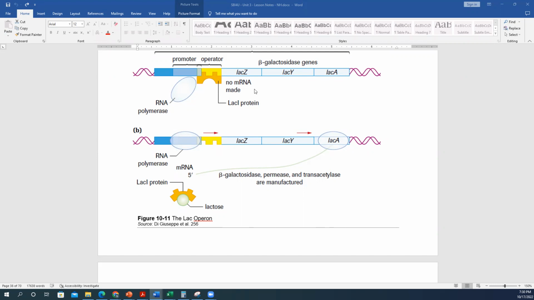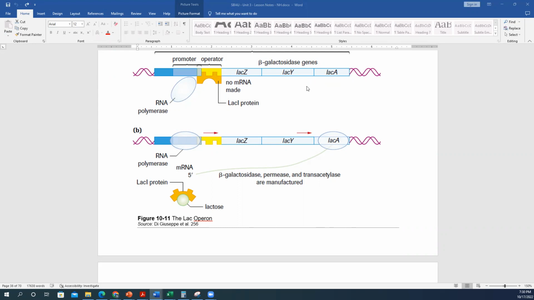You want to be able to express all of these genes because these express enzymes and proteins that allow you to use that lactose as a source of food. So you want to get this repressor off and get things going. You want RNA polymerase to be able to bind and kickstart transcription.